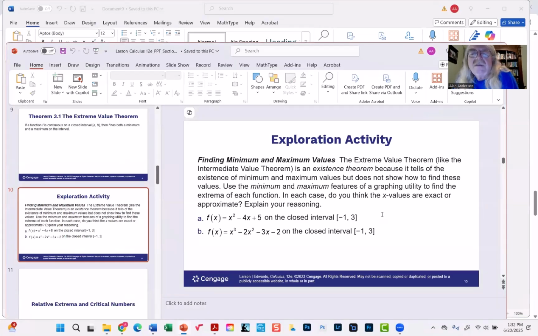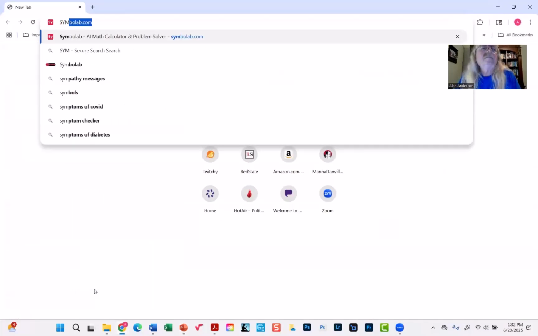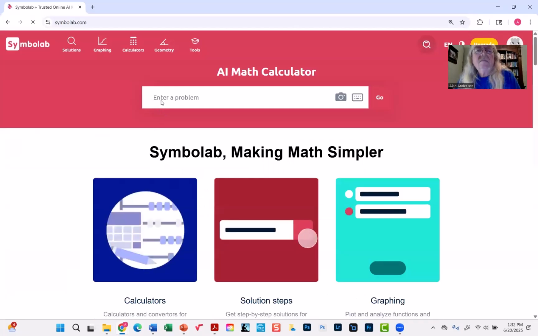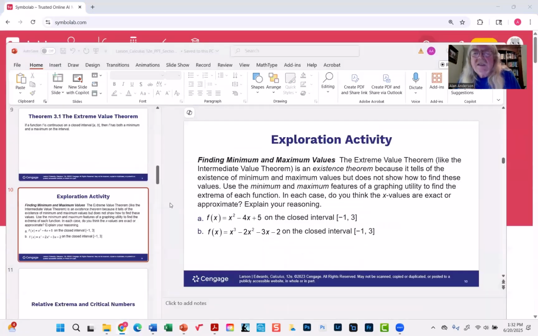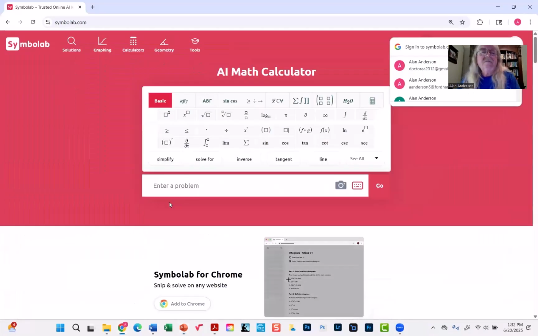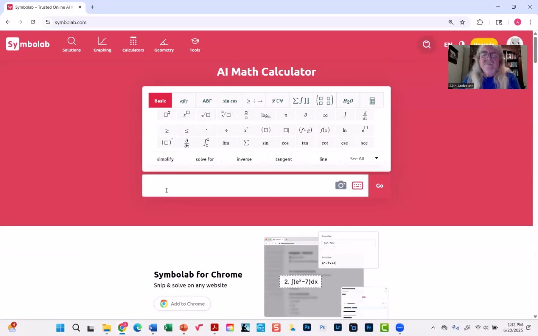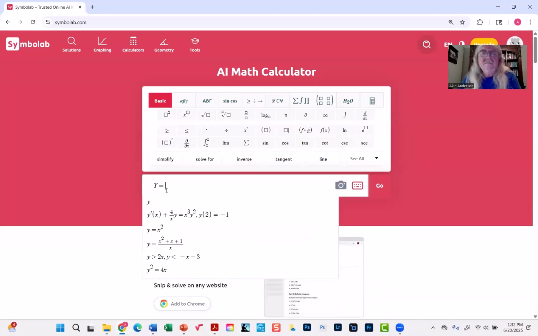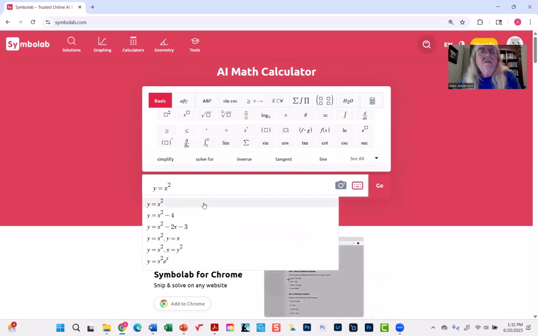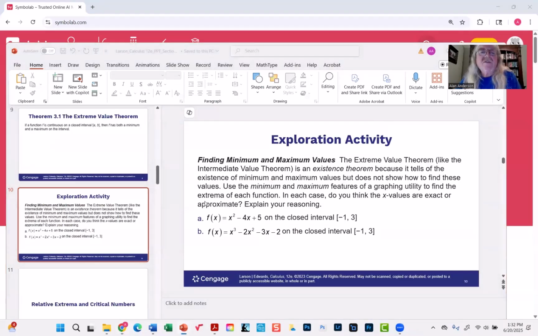Now, it says we should use a graphing utility to find them. All right, let's give that a shot. Let's go to Symbolab so that you can visually see. And by the way, Symbolab will tell us anyway. So we'll start with X squared minus 4X plus 5.